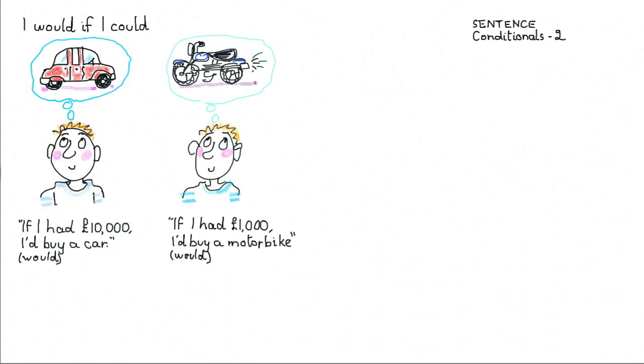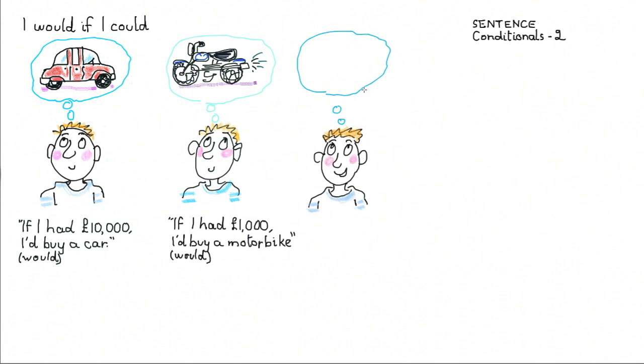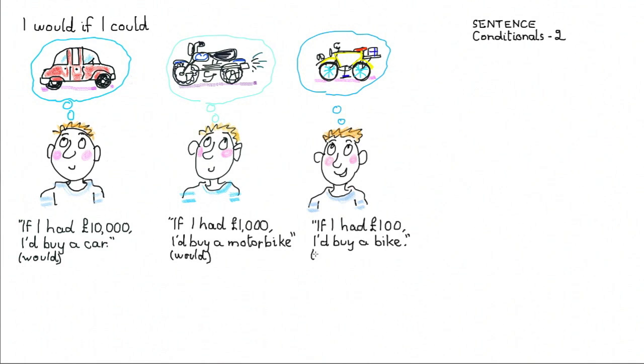That's it. And finally, dream number 3, a little bit more realistic. There's his dream number 3, and what's he saying? He's saying, "If I had £100, I'd buy a bike." Just as I did with the others, I'll write would there because it's I would buy a bike.